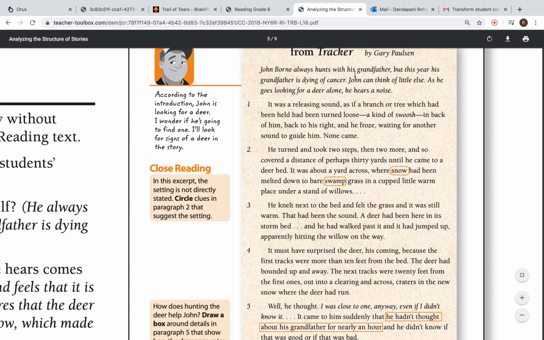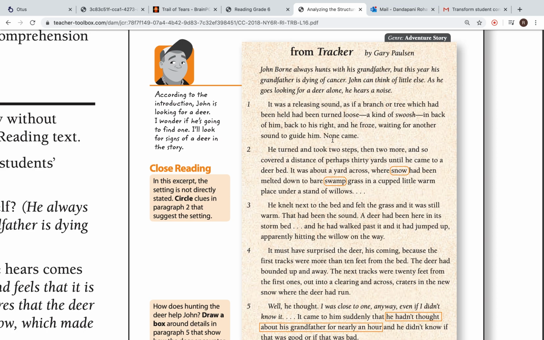John Bourne always hunts with his grandfather, but this year his grandfather is dying of cancer. John can think of little else. As he goes looking for a deer alone, he hears a noise. It was a releasing sound, as if a branch or tree which had been held had been turned loose. A kind of swoosh, and back to his right, and he froze, waiting for another sound to guide him.